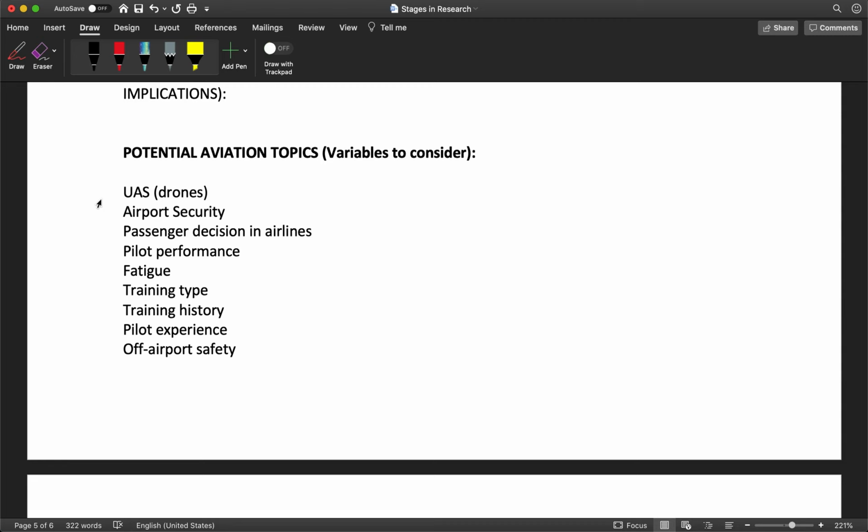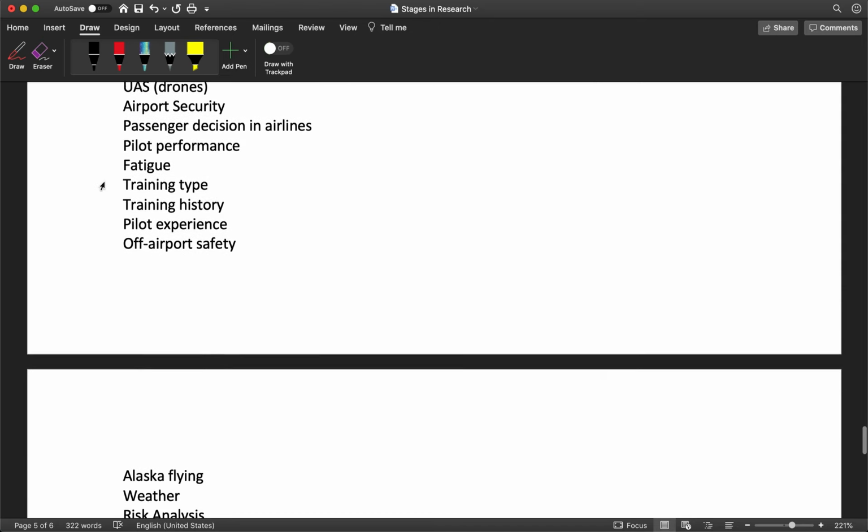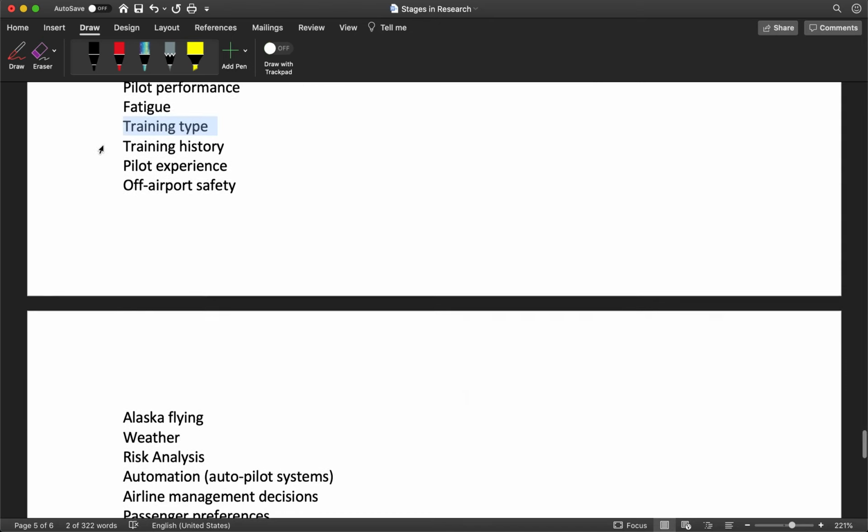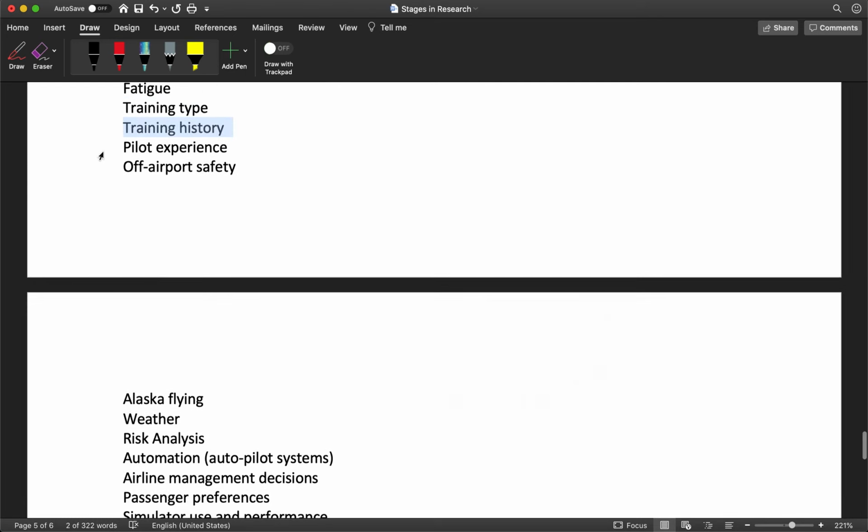Drones, airport security, passenger decisions on airlines, depending on what the airline does. You can look at baggage costs. You can look at policies. You can see what the effect of policies is on passenger decision or their willingness to fly with an airline based off their policies or definitions. Pilot performance, fatigue, training type, so whether they're 141 versus 61 is a good one. Training history, so where they trained maybe, what type of training they did, not just part 141 versus 61, but what type of training they did.